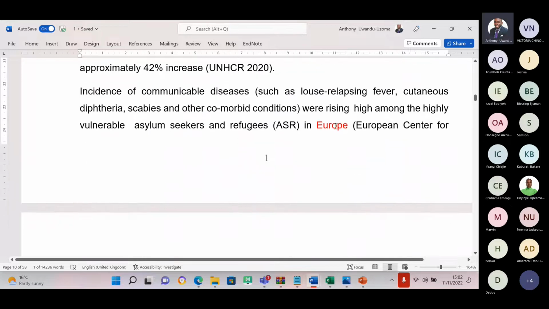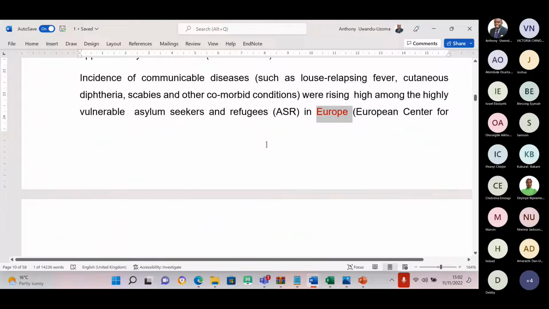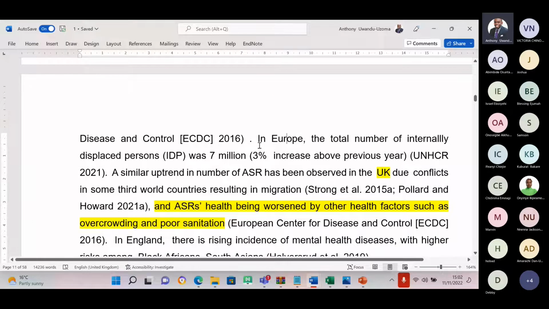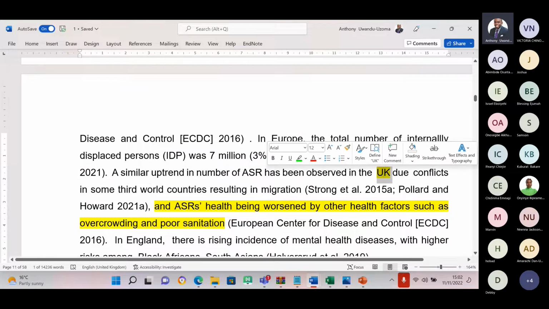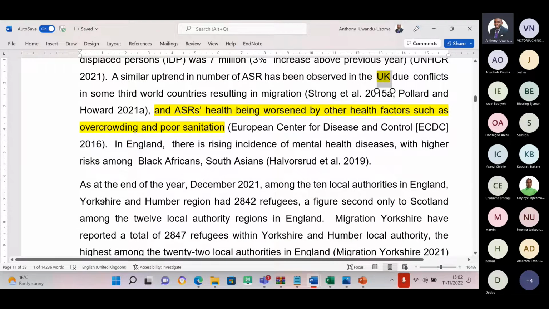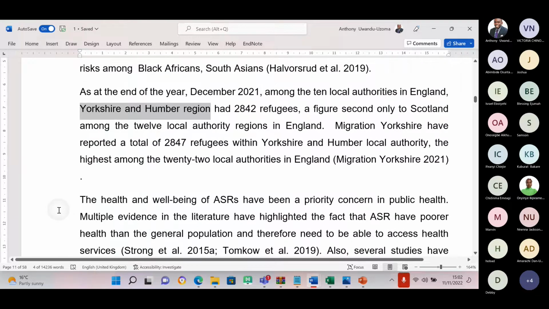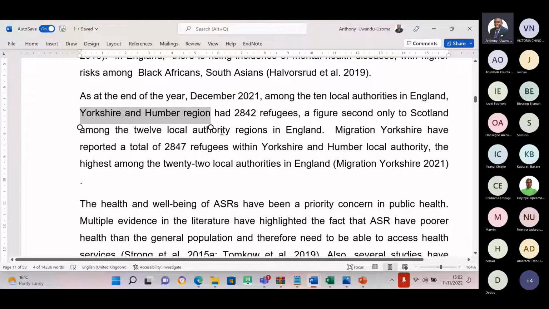Now I came to Europe. What is happening in Europe? You see that? Saying that it is a problem again. What's happening in the UK? And then what is happening in Yorkshire and Humber, because I'm using some cities in Yorkshire as a sample to apply it to the UK. So that's how you discuss it down and come down to it. So now I am at Yorkshire and Humber.